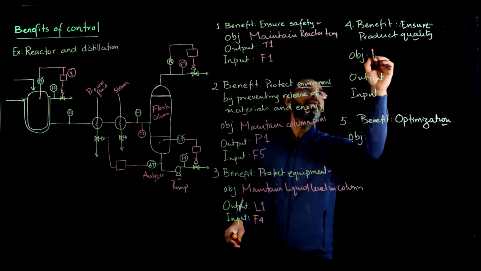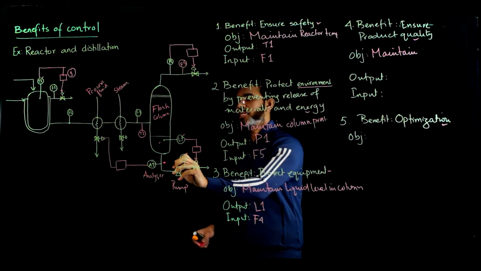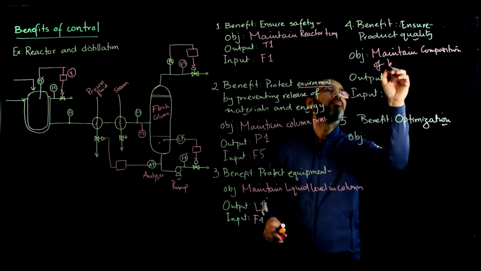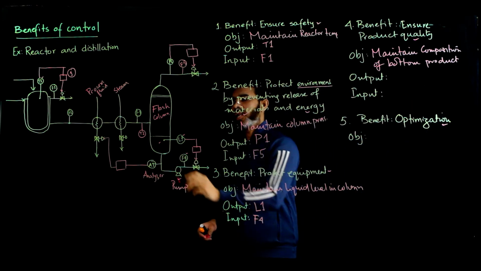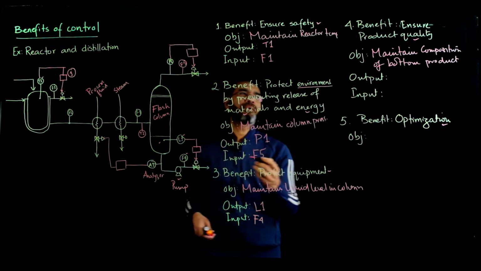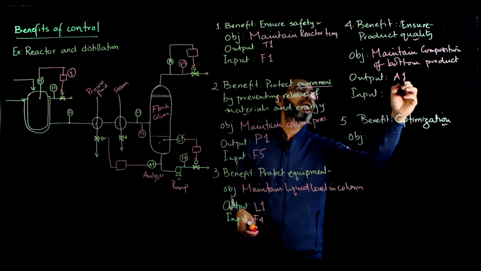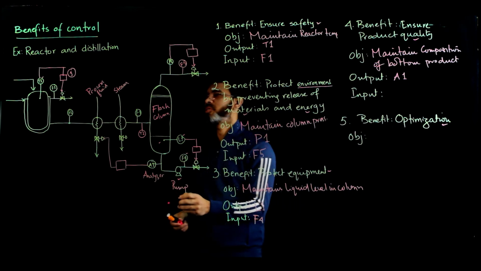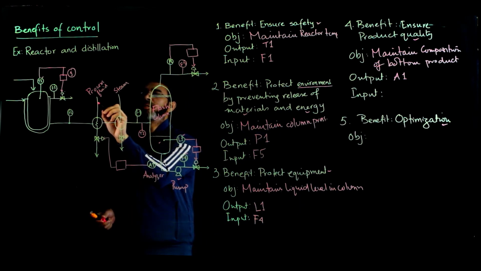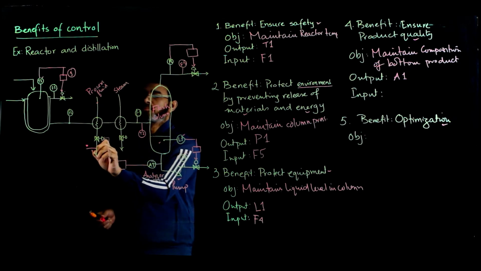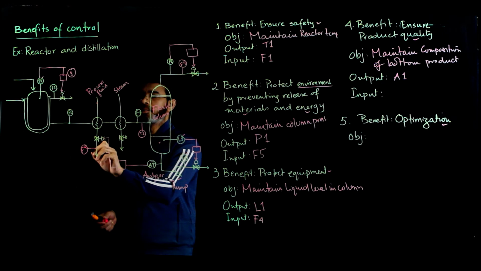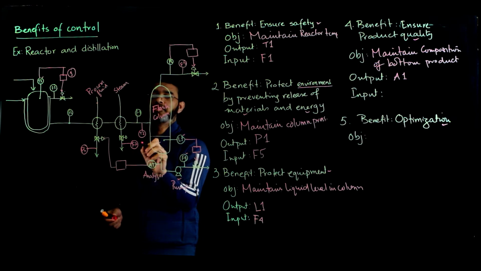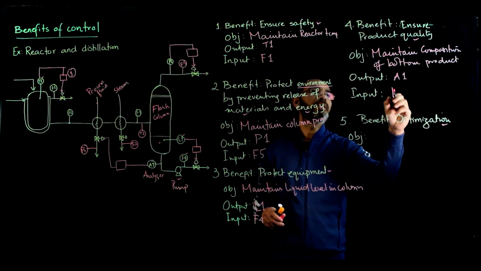So the objective is to maintain the composition of the bottom product. If you have an analyzer device there, and I name the measurement using the same variable, it will be A1, the composition. Then the input variable can be, suppose you denote this by F6 and this one F7. So the input is F6 for this case.